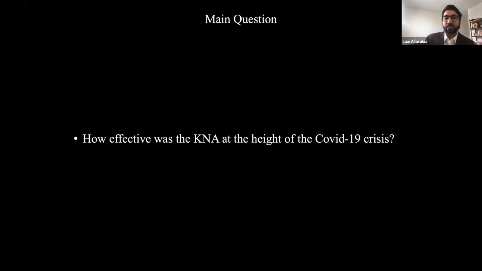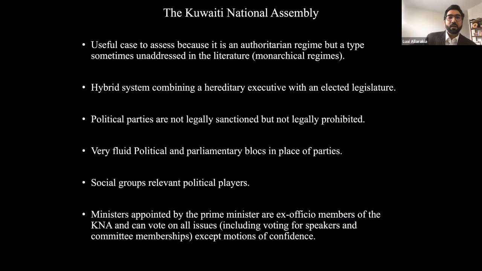Anyway, so the main question is how effective was the Kuwaiti National Assembly at the height of the COVID-19 crisis? It's going to be KNA from henceforth, Kuwaiti National Assembly. It's a useful case because it's an authoritarian regime, but a type that's unaddressed in the literature. It's also interesting because it's a hybrid regime that combines a hereditary executive with an elected legislature.